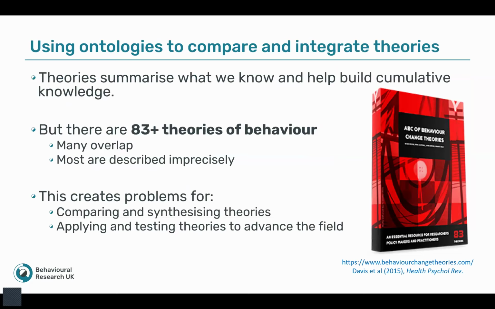But we have a big problem. In the social and behavioural sciences, we don't just have a couple of theories, we have more than 80 theories of behaviour and behaviour change. And while that might sound like a field that's thriving, it actually creates a real challenge.